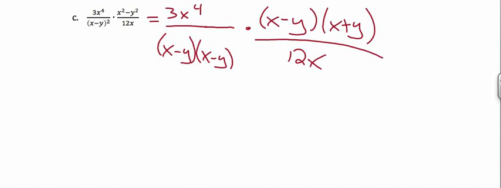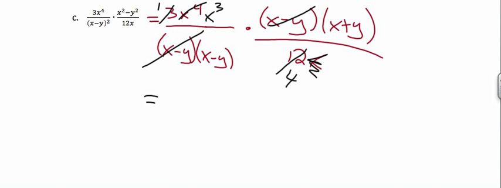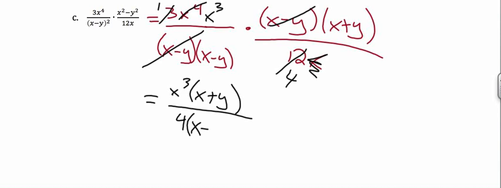And now, canceling time. X minus y over x minus y, that can cancel. 3 and 12 can cancel to 1 and 4. X to the 4th over x is just x to the 3rd. So my final answer is x cubed times x plus y over, I'm going to put the 4 first. Doesn't really matter though. And that's my final answer.